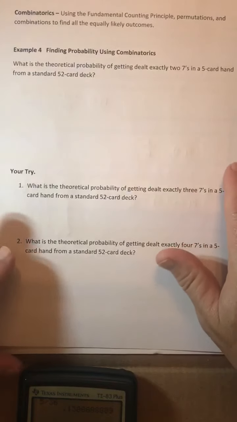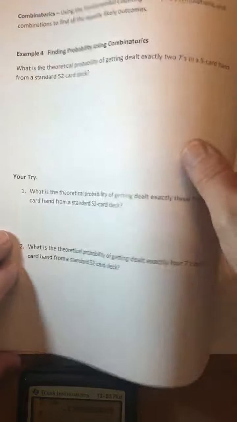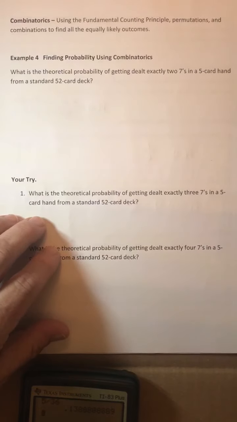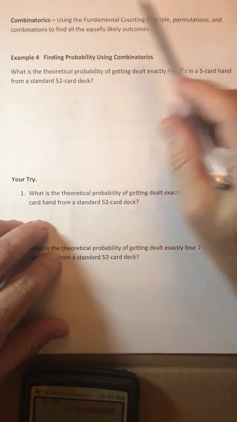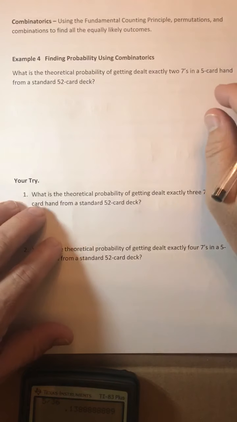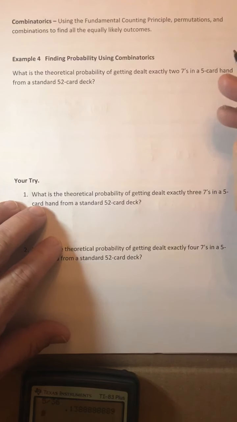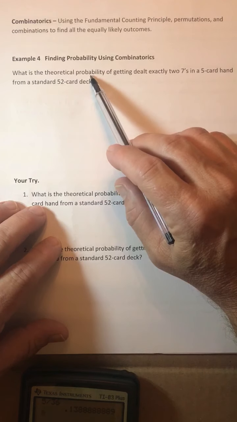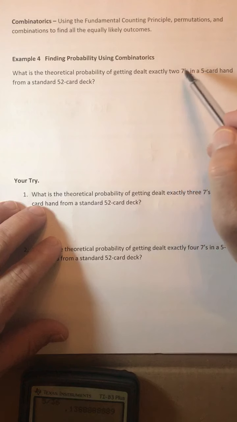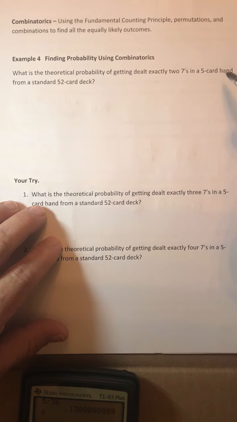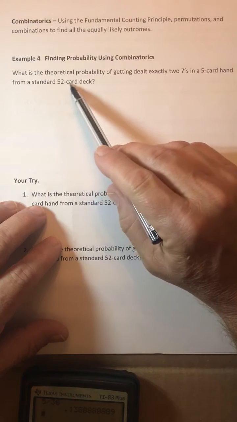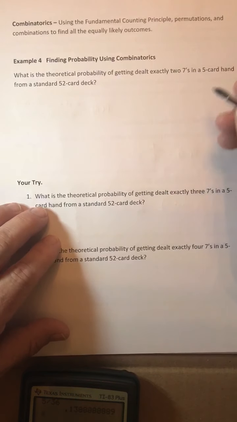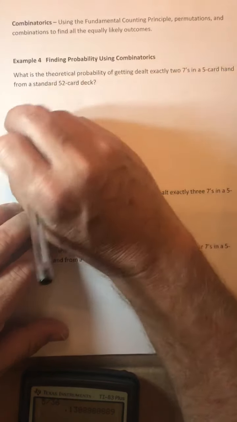Now combinatorics. This is when you're using the fundamental counting principle or permutations or combinations to find all the equally likely outcomes. So what's the theoretical probability of getting dealt exactly 2 sevens in a 5-card hand from a standard 52 deck? We want to know the probability of getting exactly 2 sevens.